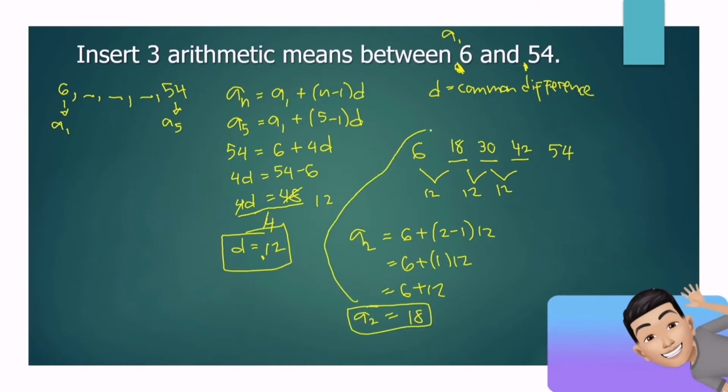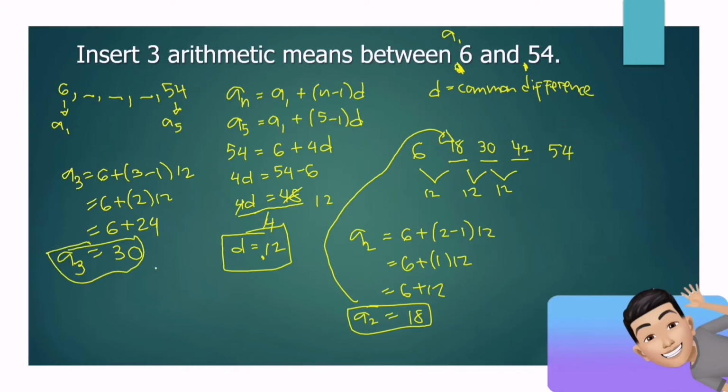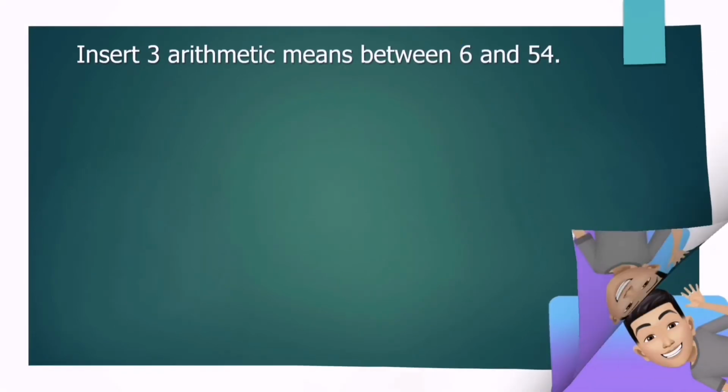Ayun, no? 18. Check naman natin yung a sub 3. A sub 3 equals 6, which is a sub 1 plus 3 minus 1 times the common difference 12. So, 6 plus, what is 3 minus 1, 2 times 12. That is 6 plus 24, which is 30. A sub 3. Satisfy na kayo? O, yan. And then, kailangan mag-check dito sa a sub 4. Same yung process na i-apply nyo. Okay?